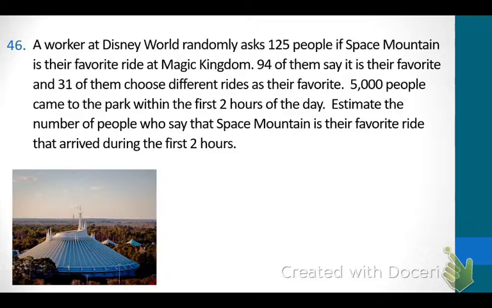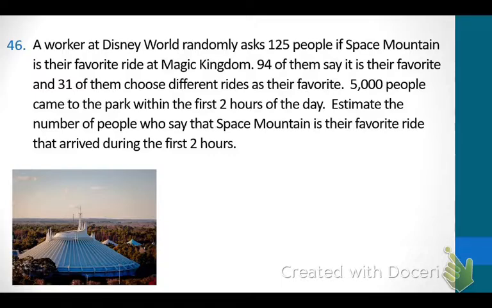All right, we're going to do one last problem today. This still comes from section 8.1. A worker at Disney World randomly asks 125 people if Space Mountain is their favorite ride at Magic Kingdom. 94 of them say it is their favorite, and 31 of them chose different rides as their favorite. 5,000 people came to the park within the first 2 hours of the day. Estimate the number of people who say that Space Mountain is their favorite ride that arrived during the first 2 hours.